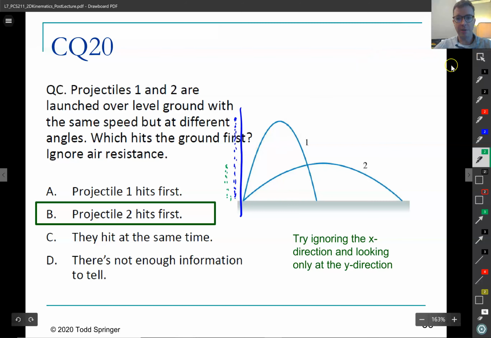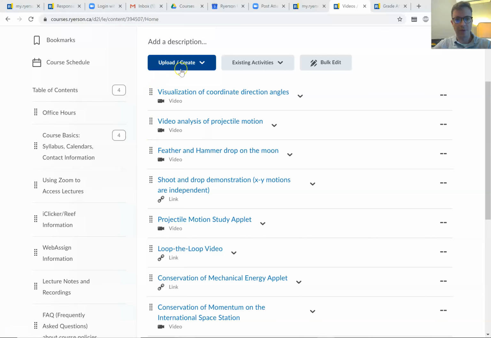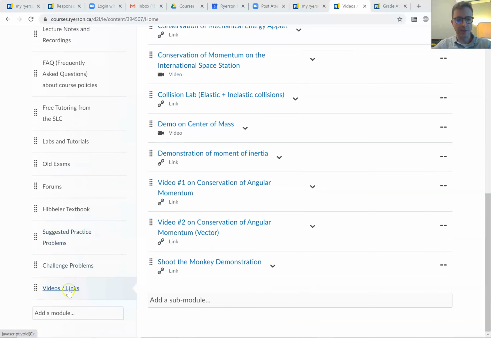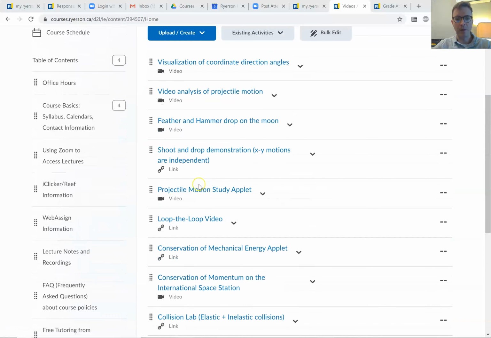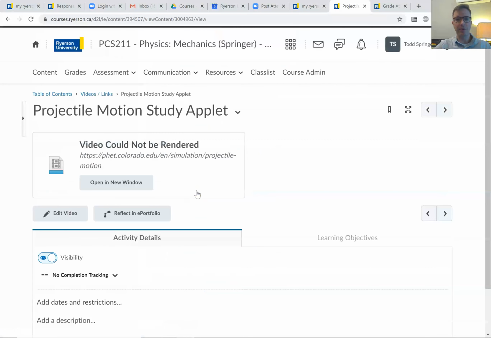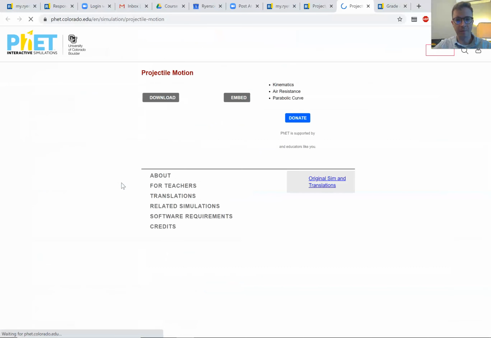And if you don't believe me, you can go and play with this. There's a simulation posted on D2L in the links and resources section, and you can adjust the initial angle and the speed, and you can time how long it takes. Okay, so this is our D2L shell. I'm in the videos and links section at the very bottom. And there's this thing called Projectile Motion Study Applet. So I'm clicking on that and opening it up. And we're going to have to open it in a new window. Okay.